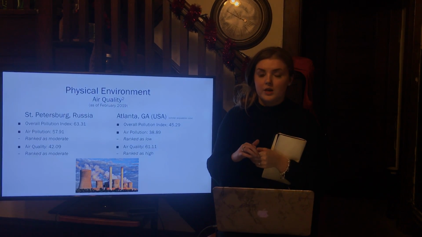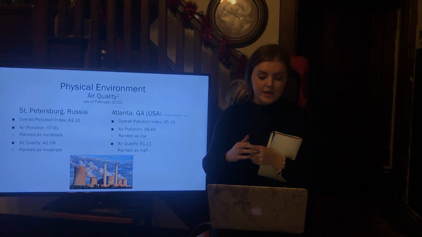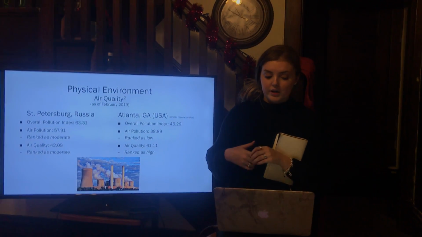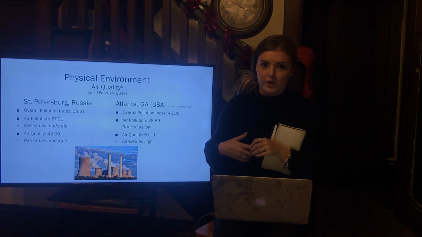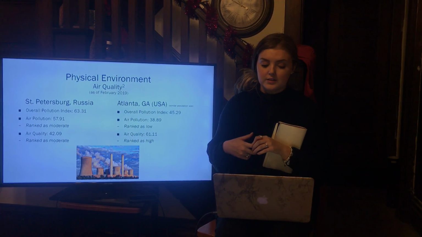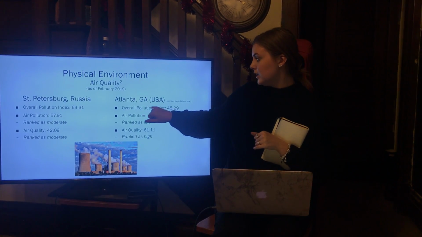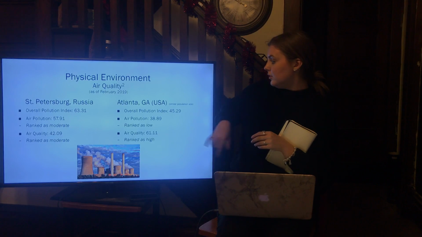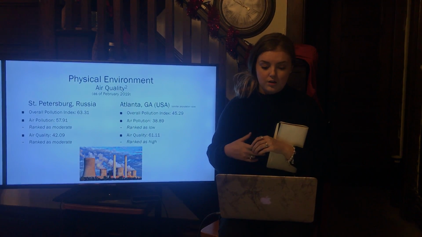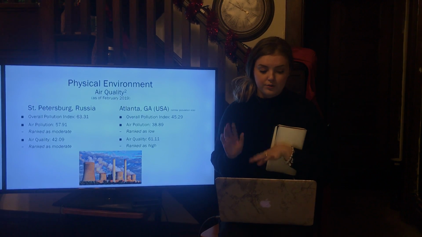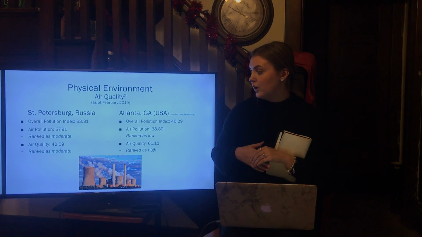So the physical environment, I did mine on air quality, and this was as of February 2019. In St. Petersburg, the overall pollution index was 63.31, and in a similar population city in America, which was Atlanta, the pollution index was 45.29, which is lower compared to Russia. The air pollution rate in Russia was 57.91, which was moderate.